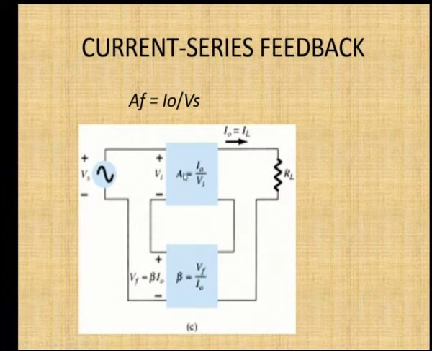Again, this is the amplification factor of the amplifier. The output of the amplifier is I naught and the input is Vs. So I naught by Vs is the gain of the amplifier, and beta is the gain of the feedback network. It is again the output by input. Beta's output is Vf and input is I naught, so it is Vf by I naught. So you can write the feedback voltage as beta I naught.